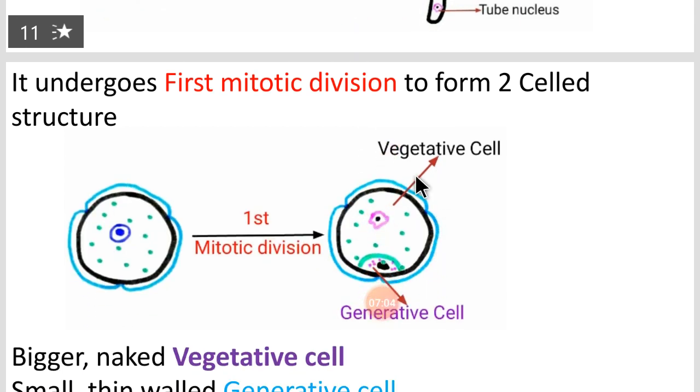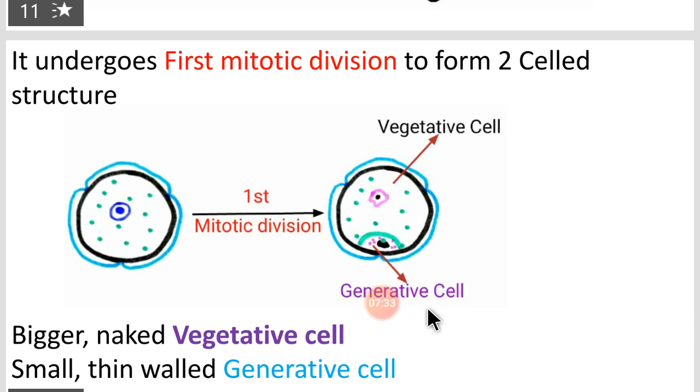It undergoes the first division to form the two cell structure. So this is the pollen grain, and it will go for the first division and form a two cell structure. That two cell structure includes the vegetative cell, this one, and the generative cell. Out of the two cells, one is called the vegetative cell and the other is called the generative cell.